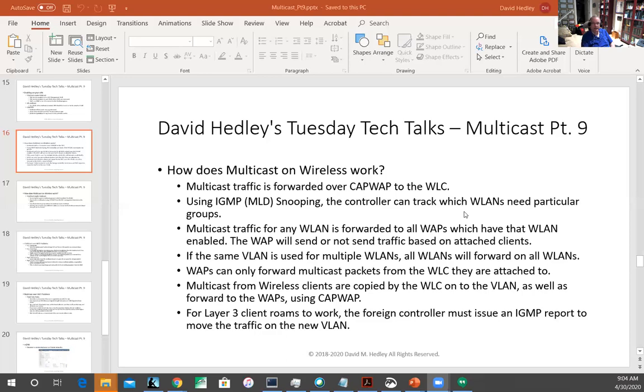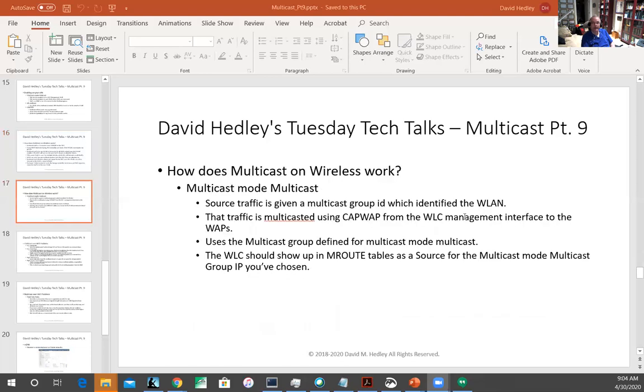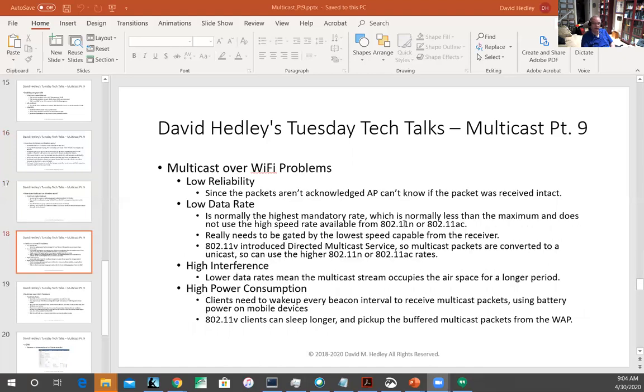And this last note about layer 3 roaming: I pick up a new IP, so I need to move. I need to get a report out to the new SVI that says, I want this traffic, I want this group. Okay, we talked about this. Let's move on to the new material, which is this.